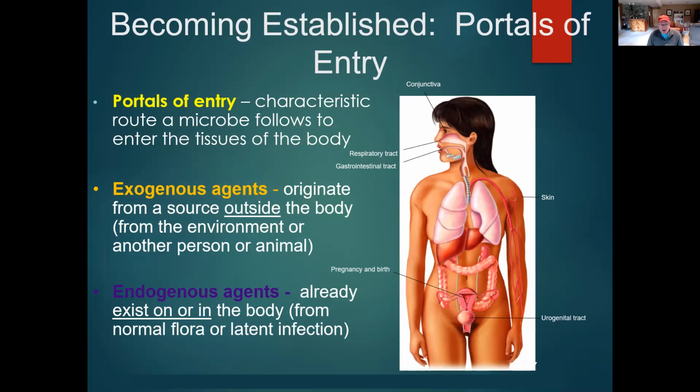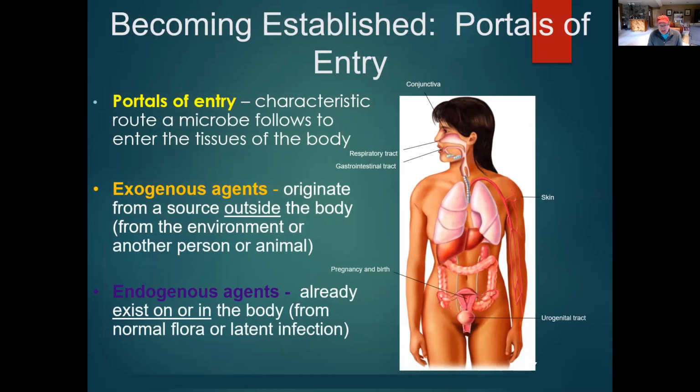Oftentimes, when we talk about exogenous microbes, we're talking about the fact that these microorganisms originated from outside the body. If you inhale droplet nuclei that are containing COVID-19 virus, and you inhale that through your respiratory tract, that's an example of an exogenous agent. So we try to wear masks, we try to social distance, we attempt to minimize the likelihood of acquiring that respiratory virus because we know it's out there, right?